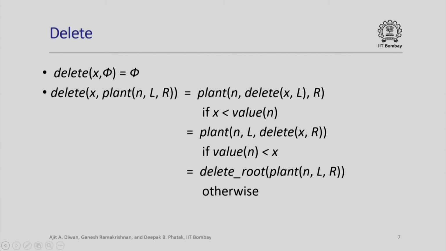Again, if x is less than the value of n, then we have to delete x from the left subtree of n and not change the right subtree. So the root node will remain n, we just delete x from the value of the left subtree or the set represented by the left subtree and keep the right subtree as it is. Similarly, if value n is less than x, then we delete it from the right. The difficult part is when it is equal to the value stored in the root node itself.